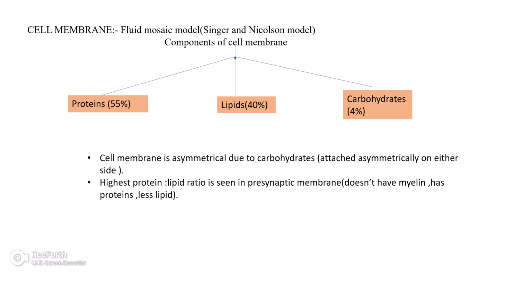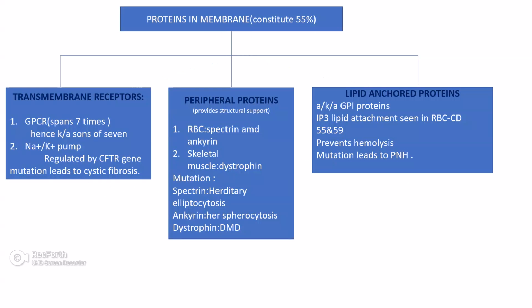The highest protein to lipid ratio is seen in presynaptic membrane. Presynaptic membrane doesn't have myelin. It has proteins but less lipids. This might be a question. And coming to proteins in the membrane, proteins constitute about 55%. Proteins can be divided into transmembrane proteins, peripheral proteins, and lipid-anchored proteins.